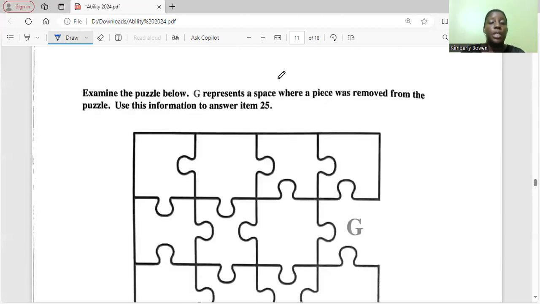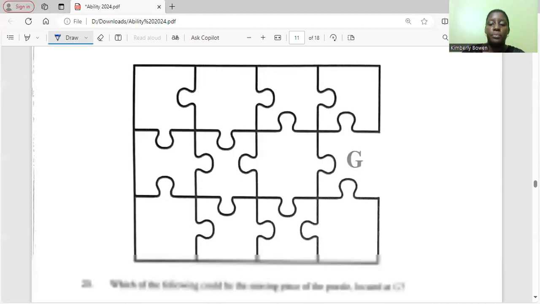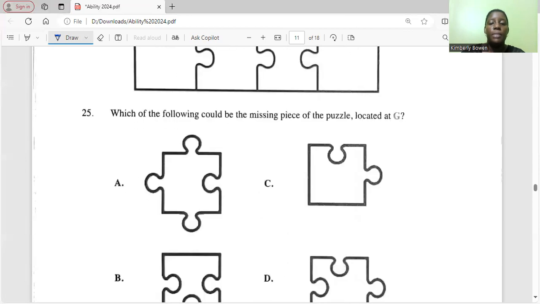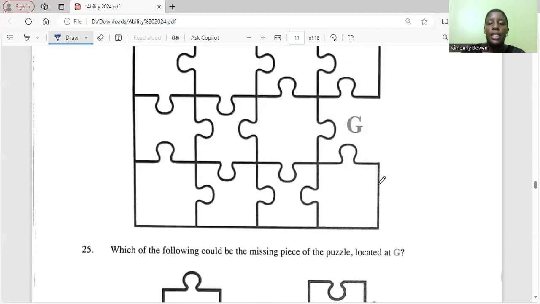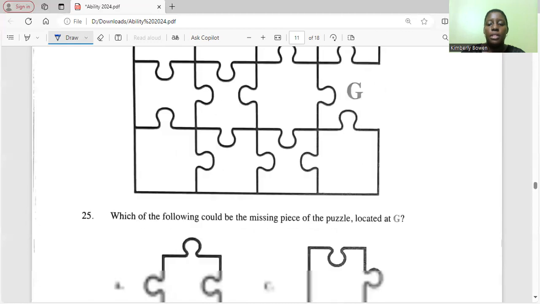Scrolling past the instruction. Examine the puzzle below. G represents a space where a piece was removed from the puzzle. Use this information to answer item 25. Which of the following could be the missing piece of the puzzle located at G? What I did here, I looked at the parts. I saw that for this part of the puzzle, there needs to be an inside part here, there needs to be an inside part here, and an outer part at the top. I'm just looking at it.